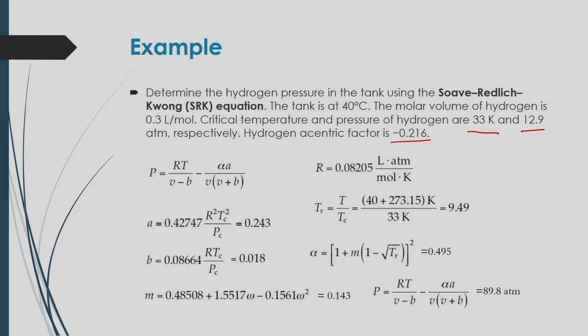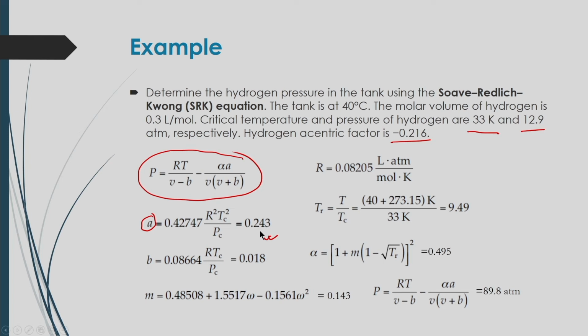You can use the SRK equation. Based on that, you have P is equal to RT by (V minus B) minus alpha A by V into (V plus B). In this case you need to first calculate the A value by this correlation.